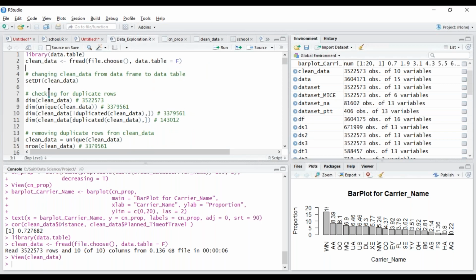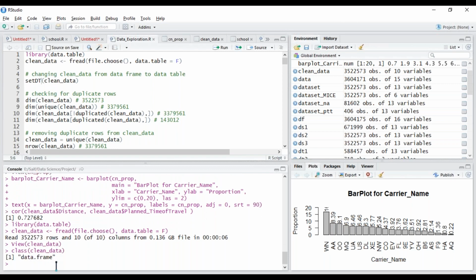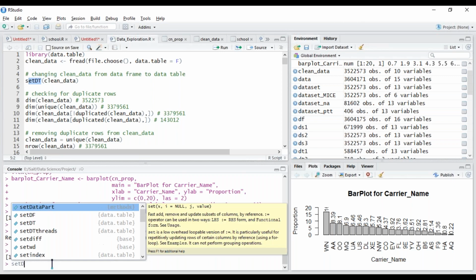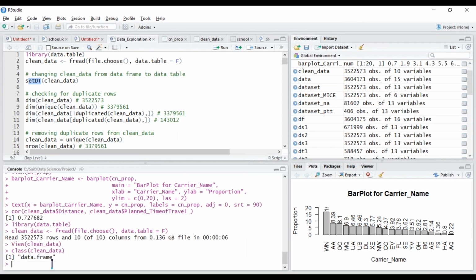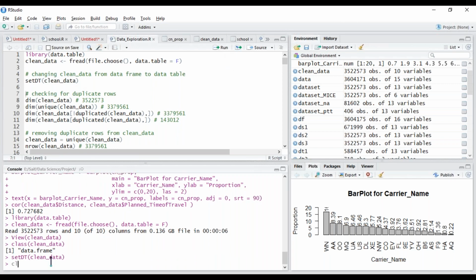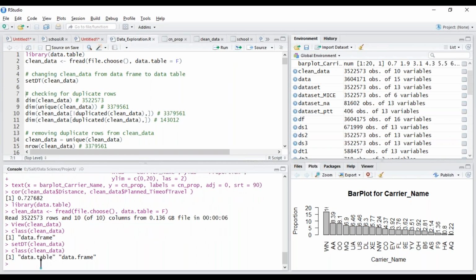Why I'm changing the class of the data set is that after you load the data, its class will initially be data frame, and it will take some time to perform actions on a data frame. So from data.table, we'll be using setDT. If you want to convert a data frame to a data table, you use setDT, and if you have to change from data table to data frame, you can use setDF. setDT and setDF change the data types. So I'm converting clean underscore data to data.table. Now you can see that the class of clean underscore data has changed from data frame to data.table.